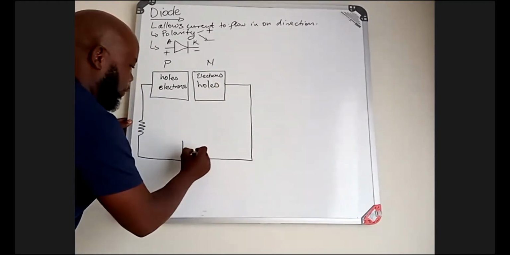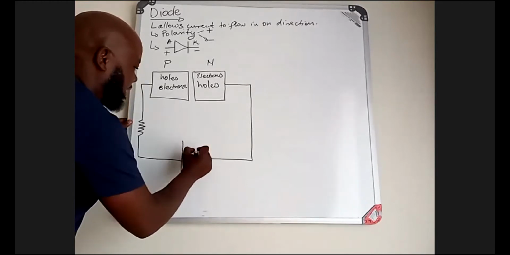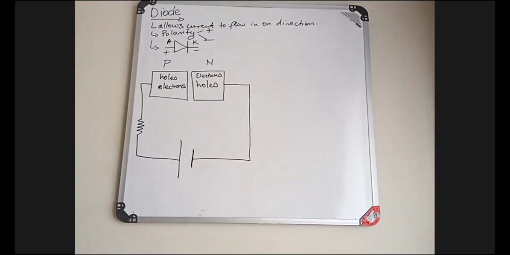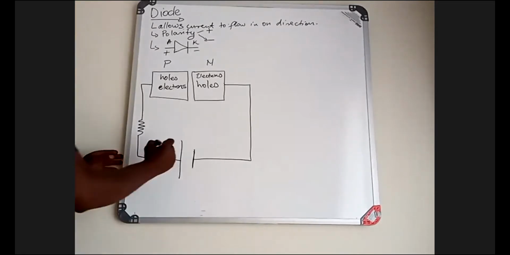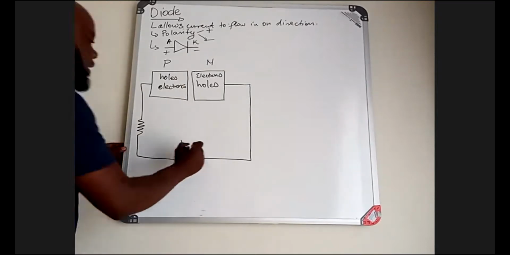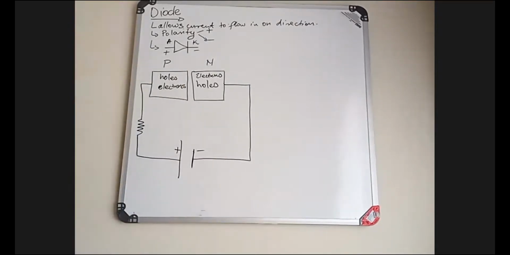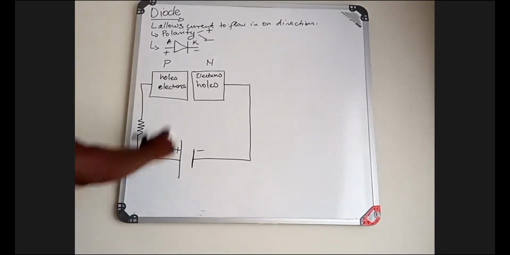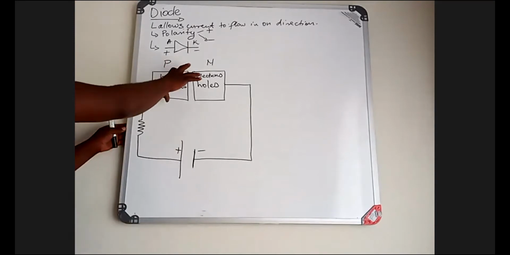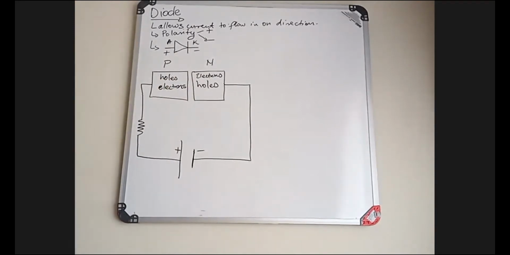But when we connect these, we must make sure that, with respect to your current flow, the positive side of the energizer is connected to the P region, and the negative side of the energizer is connected to the N region. The positive side on the P region, the negative side on the N region. Here, we are connecting these with respect to the structural device.